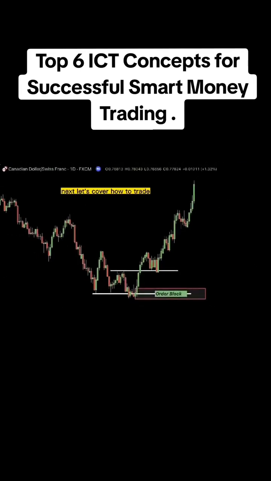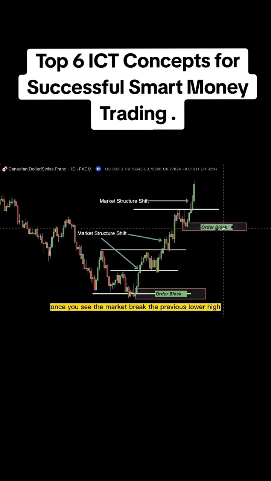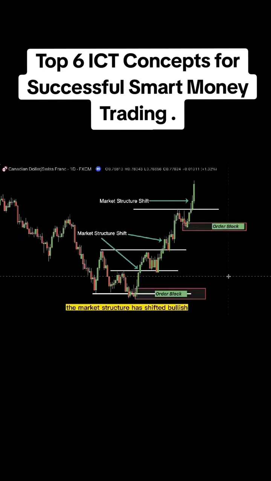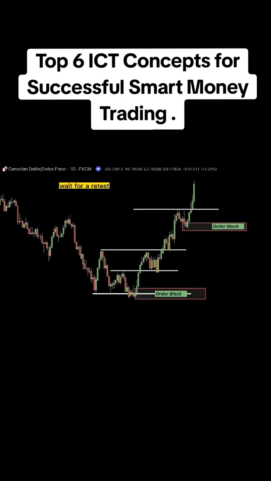Next, let's cover how to trade a bullish market structure shift. When the market shifts from bearish to bullish, the objective is to catch the reversal while using displacement, fair value gaps, and order blocks to optimize trade entries. Here's the step-by-step process to trade a bullish market structure shift. Identify the shift. Once you see the market break the previous lower high with a displacement move, the market structure has shifted bullish. Wait for a retest.